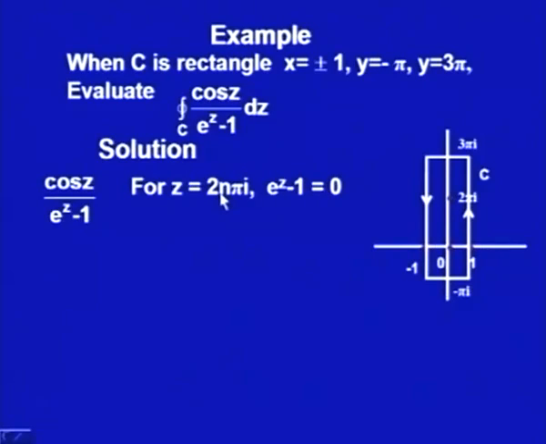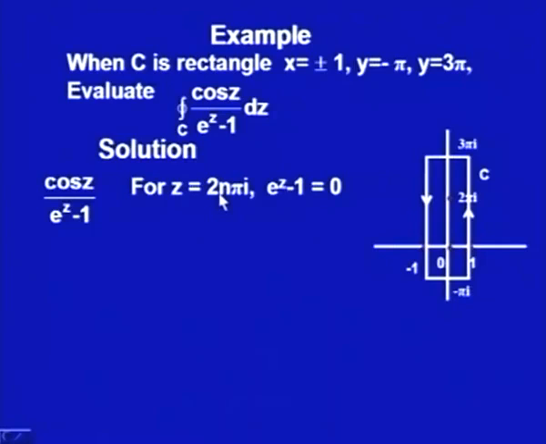Then for n is equal to 1, z would be 2 pi i, that is on the imaginary axis at 2 pi. Since we are going from y equal to minus pi to y equal to 3 pi, y equal to 2 pi is on the imaginary axis and is certainly inside, or interior to, C. Then for n is equal to minus 1, we would have minus 2 pi i. You see that the lower line of this rectangle is y equal to minus pi, so minus 2 pi i would be outside.